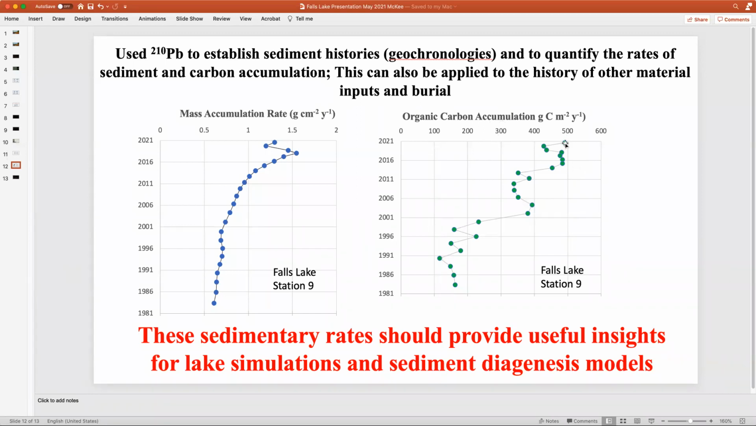I want to point out that these values between 300 and 400 and even 500 grams carbon per meter squared per year of organic carbon accumulation rivals any blue carbon environment like salt marshes and seagrasses that are noted to be burial sites for organic carbon. These rates should provide a useful insight to lake simulations and help with sediment diagenesis models.